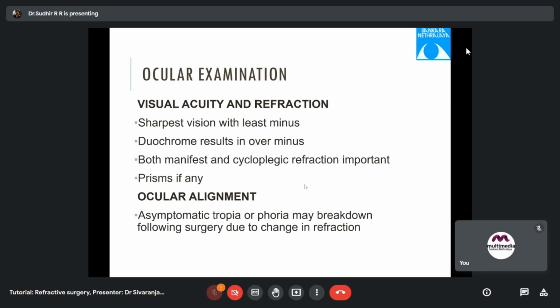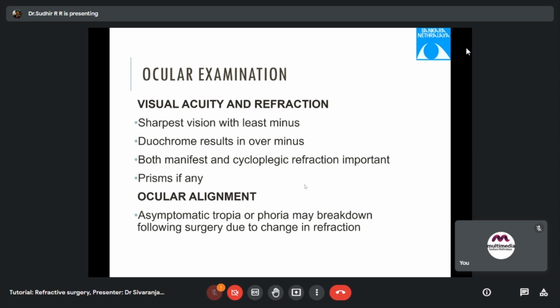And ocular alignment, we can make out using Hirschberg's test or extraocular movements or cover test because asymptomatic tropia or phoria may break down following surgery due to change in refraction. Okay, so one important thing is we need to look at subjective refraction. So first is objective refraction.